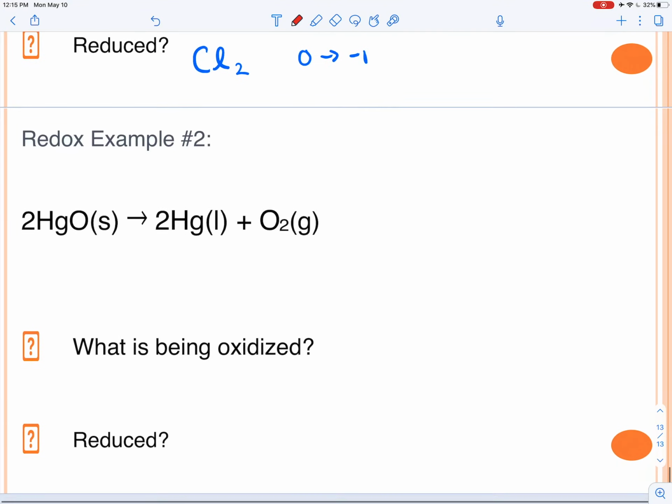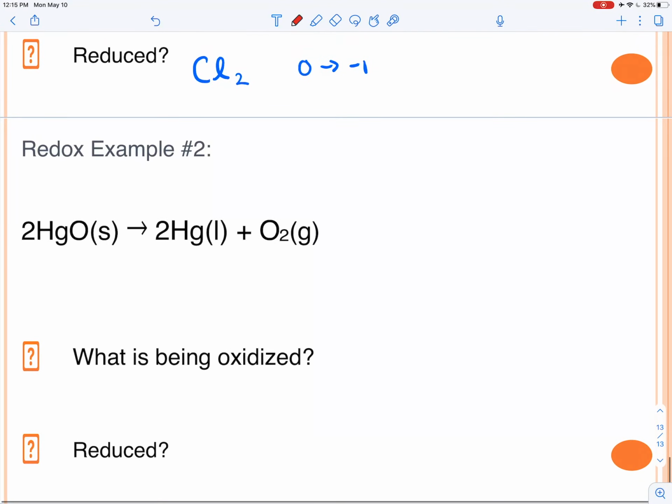All right, let's try another example. We'll do the same thing. So again, when you get these problems, you want to assign oxidation numbers to everything. And the elements are the easiest because they are simply 0. So what chemical is being oxidized? So we have to also do the ions here. Remember, oxygen is always -2. That's one of the oxidation rules. If oxygen is -2 here, this mercury has to be +2. Remember, those numbers in an ionic compound have to cancel out.